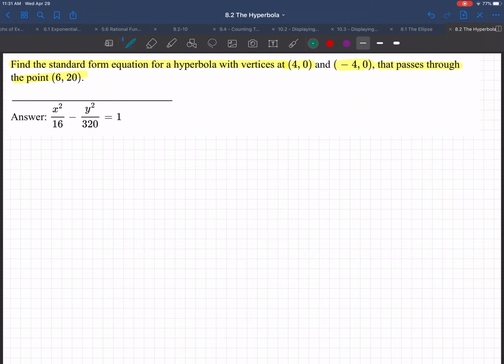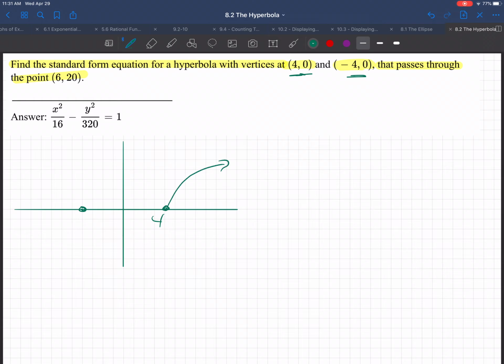again, I always like to draw a picture just to get us started. Just something to look at. A picture is helpful when we go to graph these things. So there we go, and the vertices are (4, 0) and (-4, 0). So I'll go over to 4 and back to negative 4. So there's the point (4, 0).